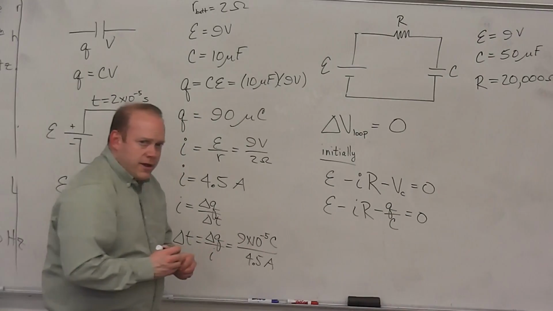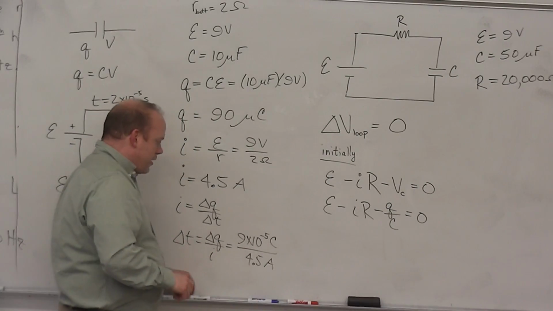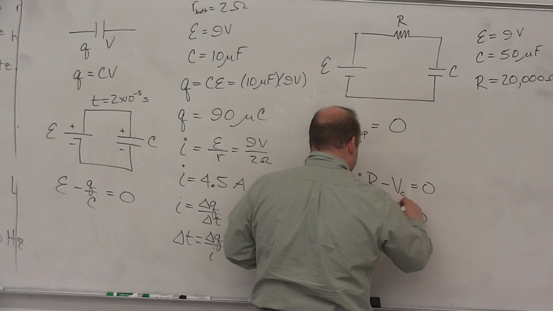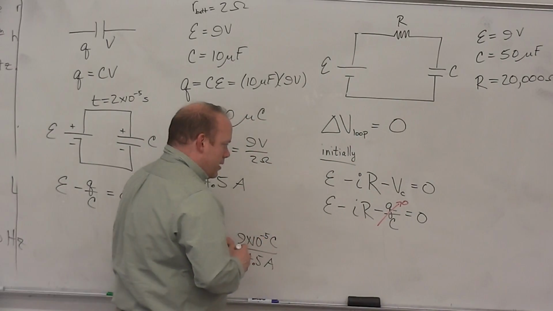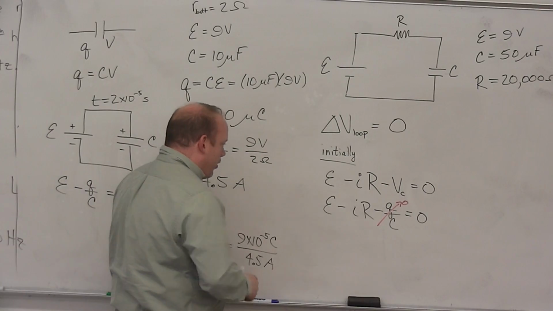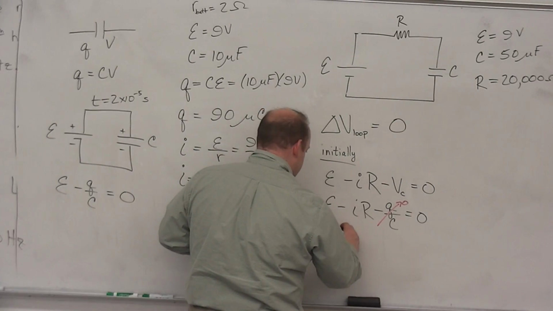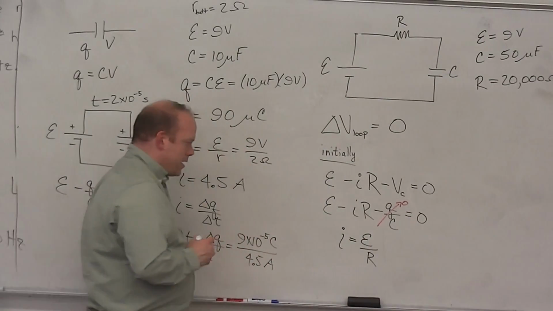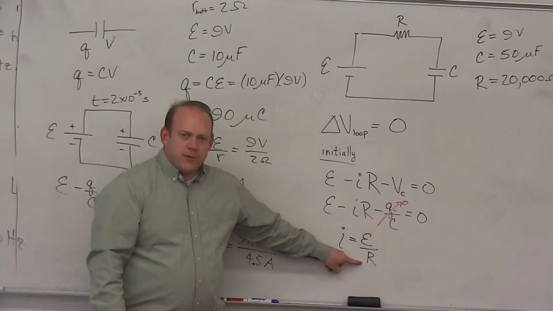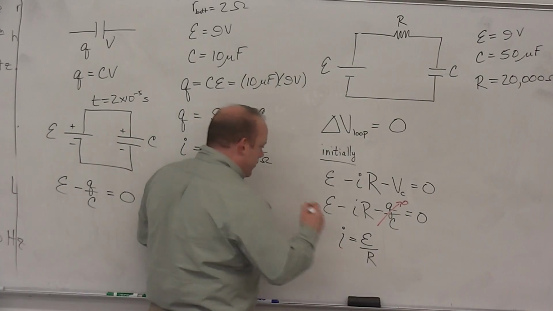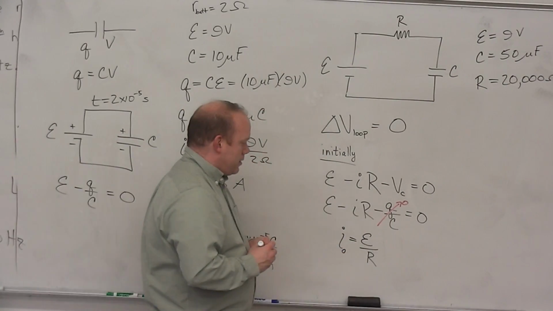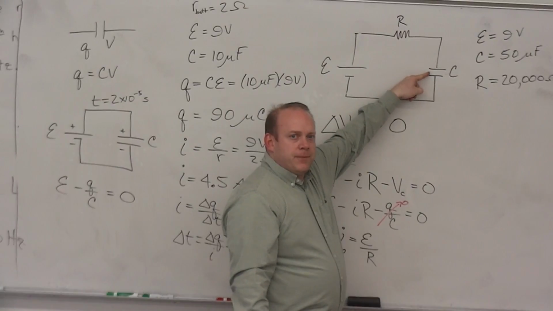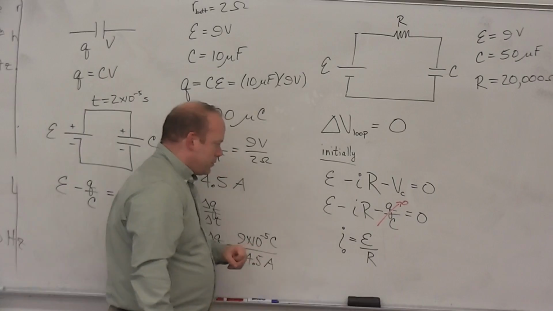Now, if the capacitor is initially uncharged, there is no voltage across this. So that goes away. And you simply have that the current is equal to E over R. Notice, with the really big resistance, the current is very small. I'll call this I0. If I have a very small current, it's going to take a while to build up charge on that capacitor.